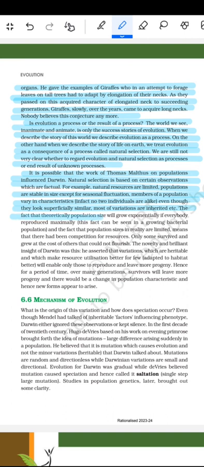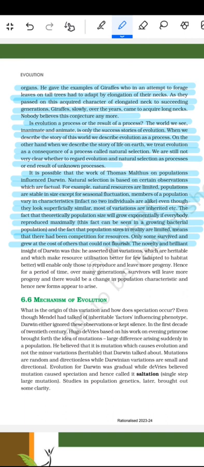The fact that theoretically population size will grow exponentially if everybody reproduced maximally can be seen in a growing bacterial population, and the fact that population size in reality is limited means that there has been competition for the resources. Only some survived and grew at the cost of the others that could not flourish.